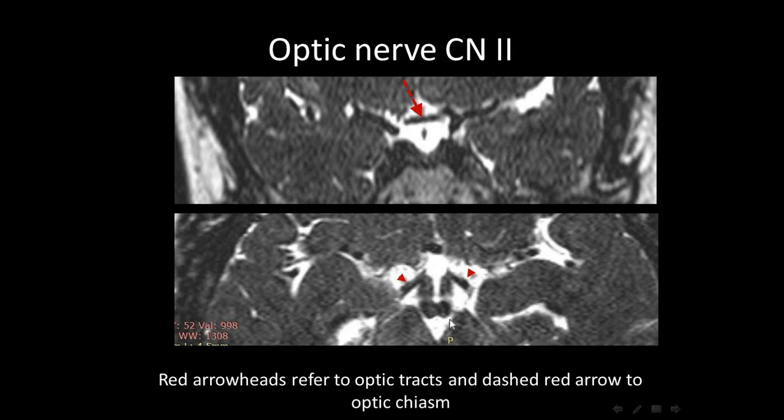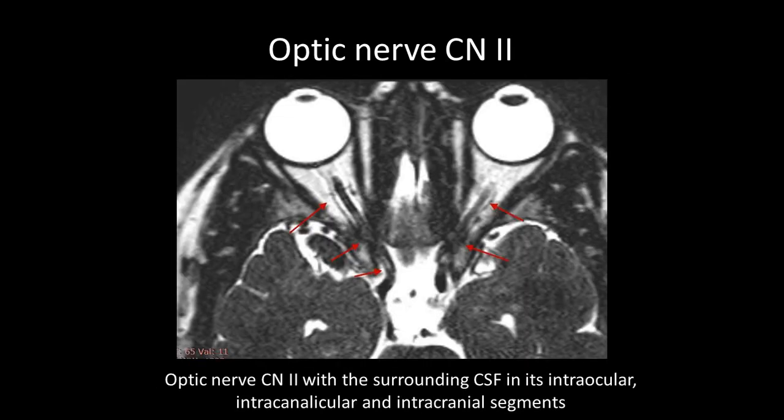After it enters the cranium, it gives the optic chiasm here, and then the optic tracts, which will extend all the way to the occipital lobes. So this is the optic nerve. This is one of the largest cranial nerves, which can be easily identified on brain imaging.